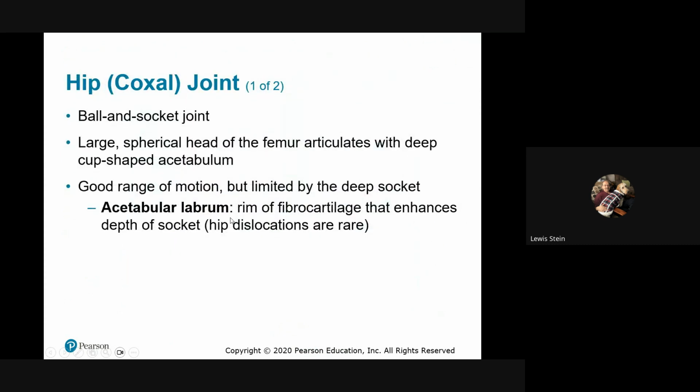And then lastly for us today is the hip. And this is a true ball and socket joint. Anatomically, it's highly stable. The capsule is very strong. The ligaments are very strong. And the anatomy of the head is so remarkable. And it has a labrum.